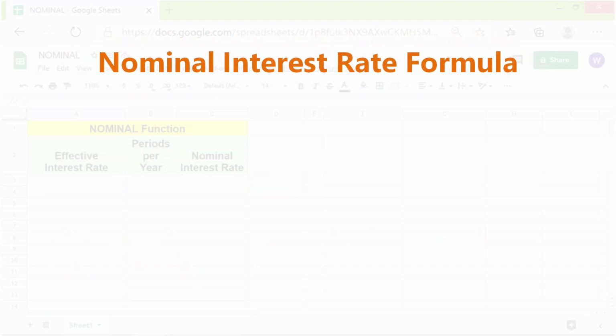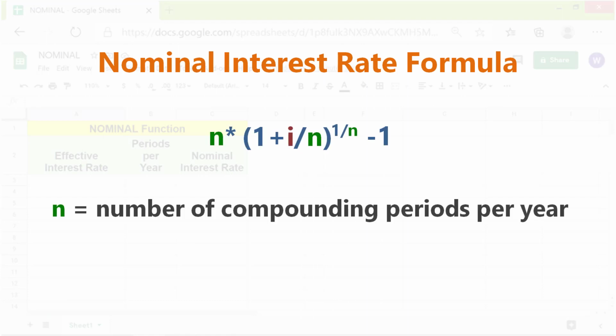Nominal interest rate formula. N is the number of compounding periods per year. I is the effective interest rate.